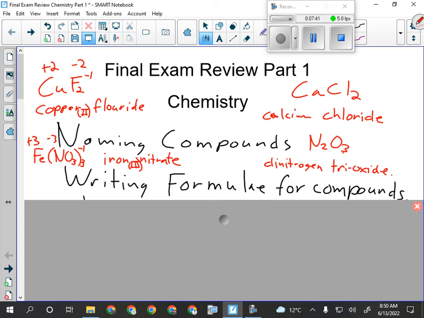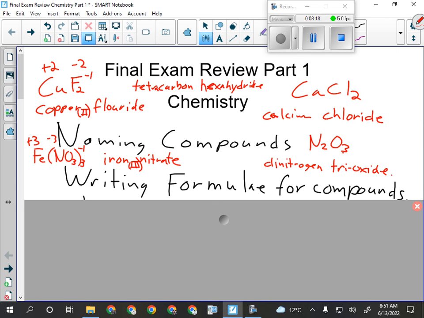Okay, questions on the naming? Then we have to be able to write the formulas for both types of compounds. Writing the formulas for molecular compounds is super easy because the prefixes tell you what numbers to put in. So if I get the name tetracarbon hexahydride, I'm just making something up here, it's probably not even a thing.